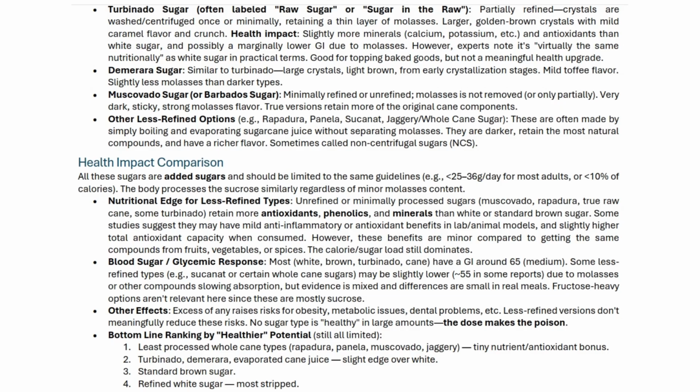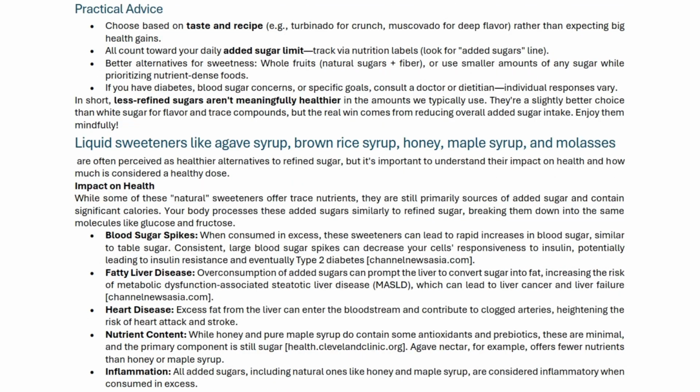In terms of ranking by potential health benefits, the least processed whole cane sugars, such as rapadura, panela, muscovado, and jaggery, are considered the healthiest, followed by turbinado, demerara, and evaporated cane juice, which have a slight edge over standard brown sugar. Refined white sugar is deemed the least healthy due to its extensive processing. When selecting sugars for culinary purposes, prioritize taste and recipe compatibility over health expectations. For instance, turbinado sugar offers a crunchy texture, while muscovado provides a richer flavor.